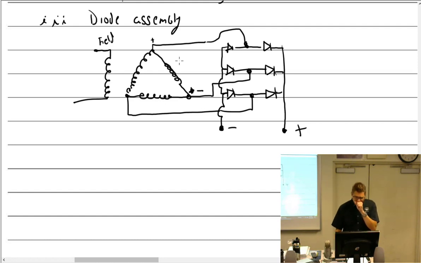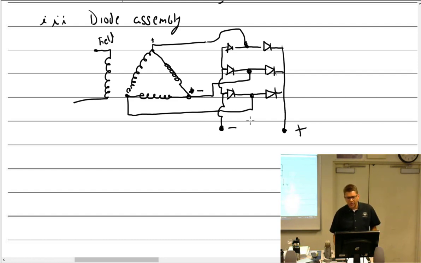So when this winding right here is the one that's being excited, you can see how it rectified it out and put the positive over here and the negative over to here. And as it rotates around, this end is going to become the positive and this become the negative, and so on around. And so there we go.